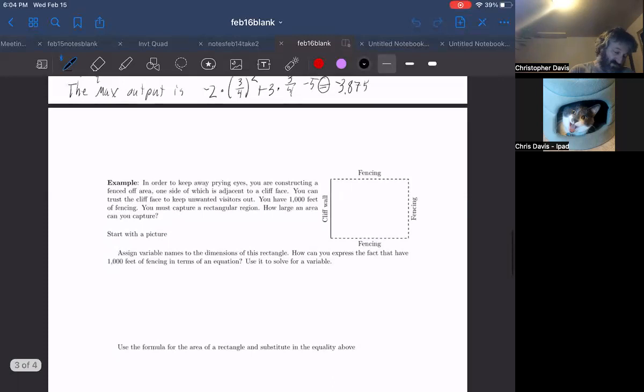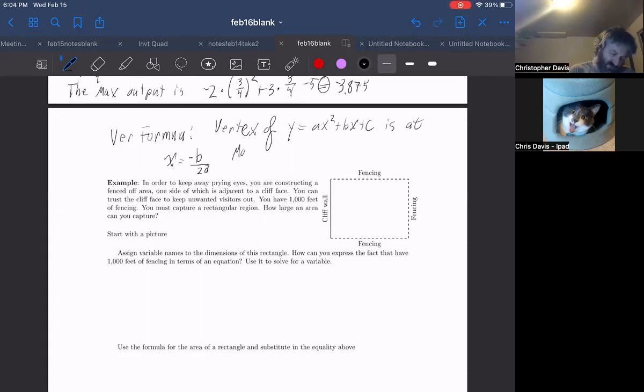Let's recall the vortex formula. The vortex formula says the vortex of y equals ax squared plus bx plus c is at x equals negative b over 2a, and it maximizes if a is less than 0 and minimizes if a is bigger than 0. All right, so let's see this in application.